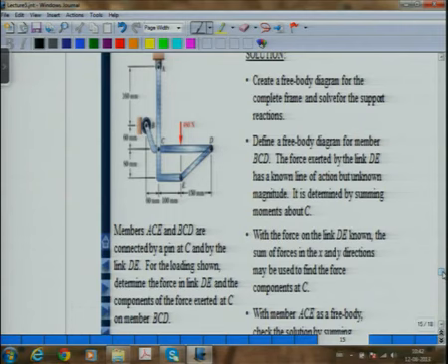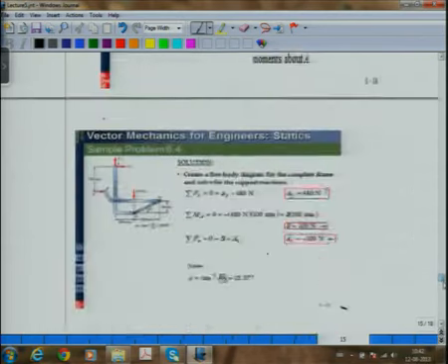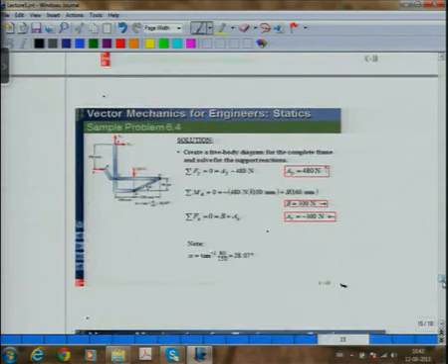So before you proceed for the solution, look at the problem in your mind, decide your strategy for how you will solve it, and then you just implement the strategy. And so this is how you will solve the problem.